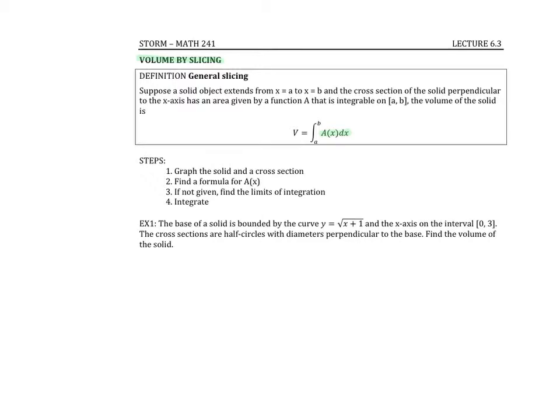Now, it doesn't mean much, these are just words until you see a picture. So the steps would be: graph. Always graph. That gives you so much information. Find the formula for A of x, and what we're going to call A of x is a cross-section. If it's not given, find the limits of integration, and then finally integrate.